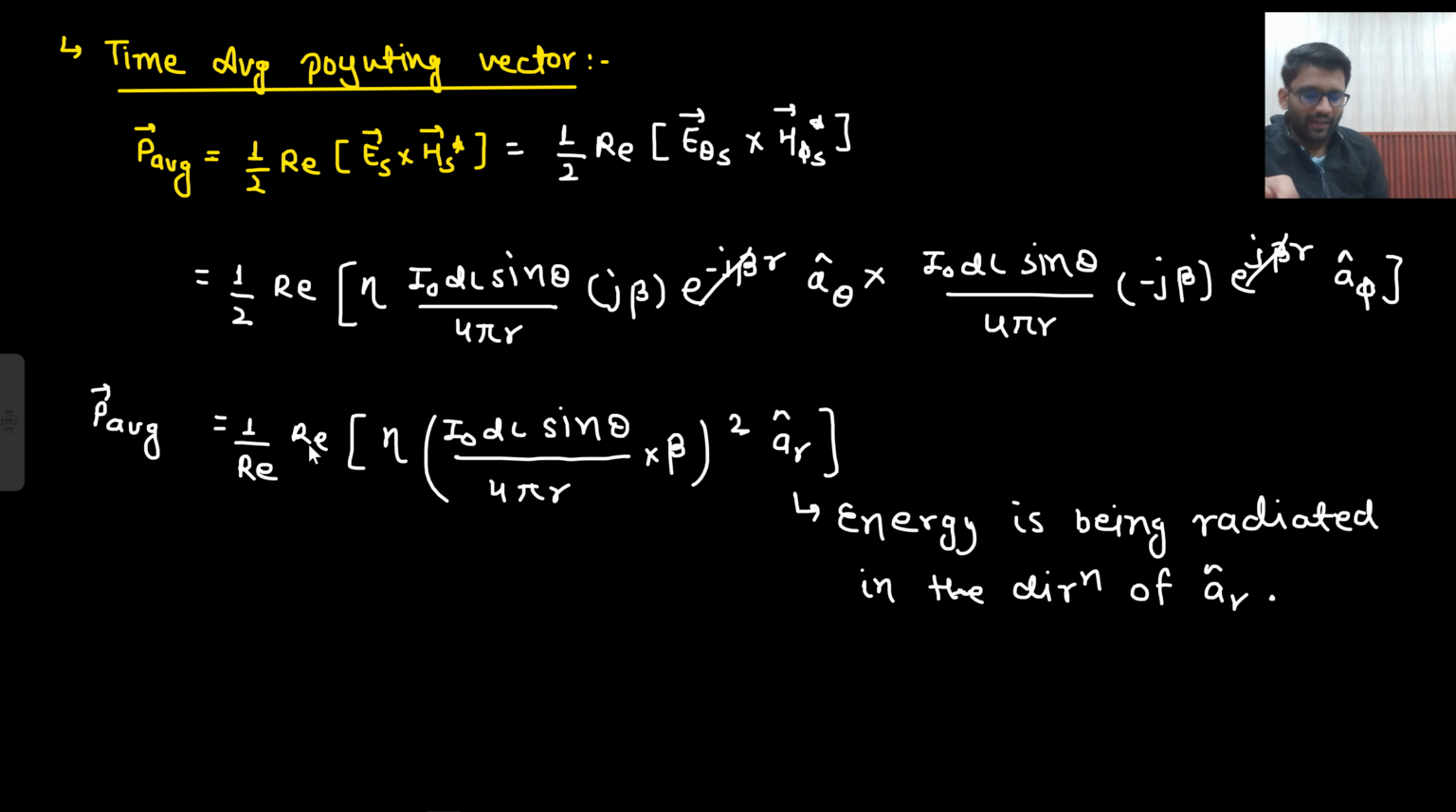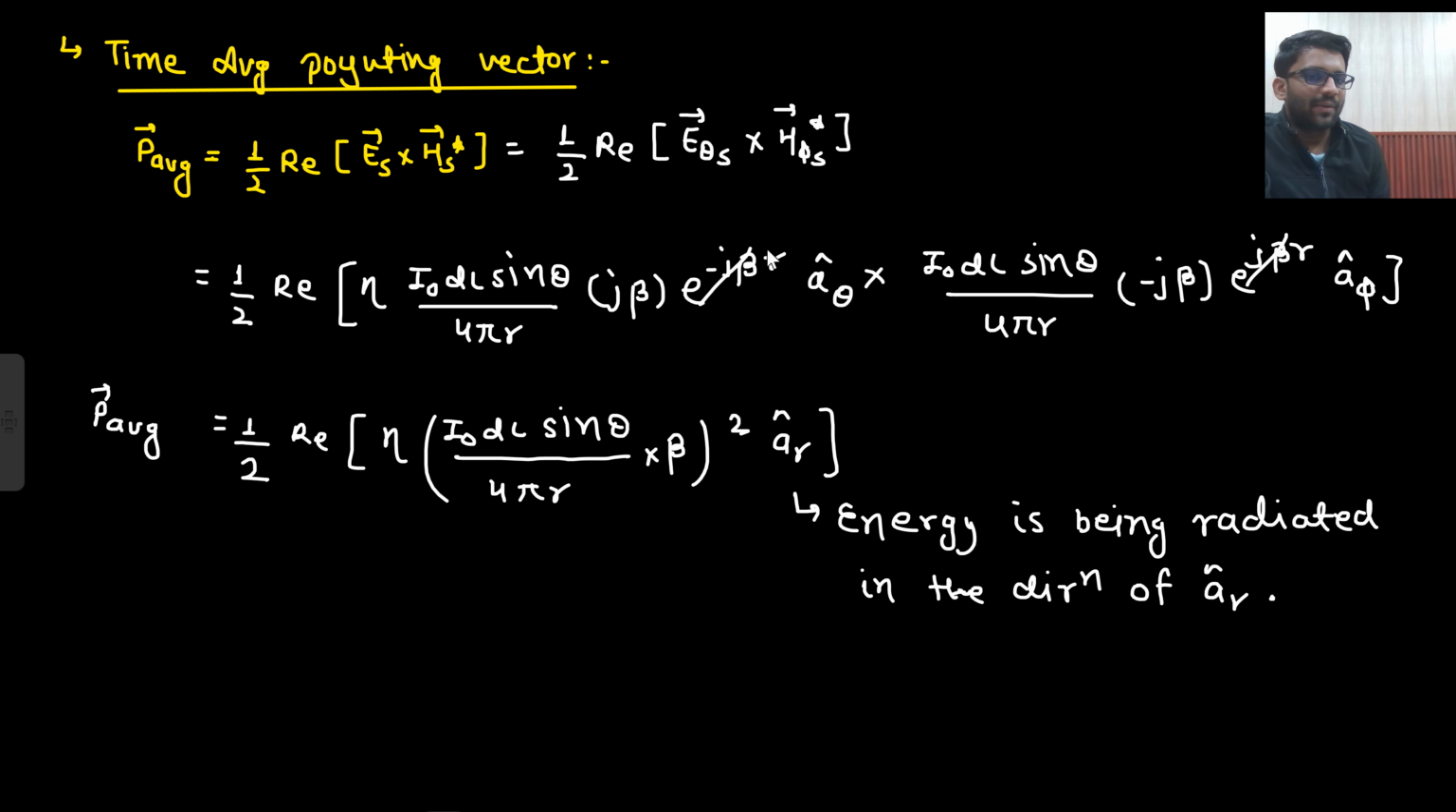What could, and here I am writing real of this quantity. Is this completely real? I know it is real: dl is real, 4 pi r is real, sin theta is real, beta is real, and this is your AR cap. So do I need this sign? Here I am writing 1 by 2, sorry, 1 by 2. So do I need to write down this real? Because this is completely real, no?